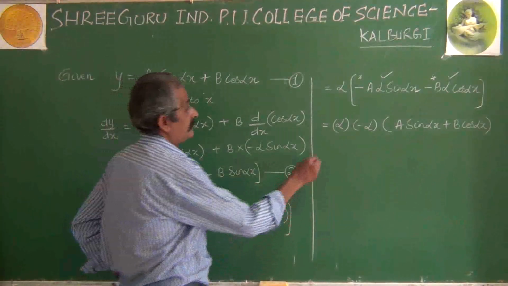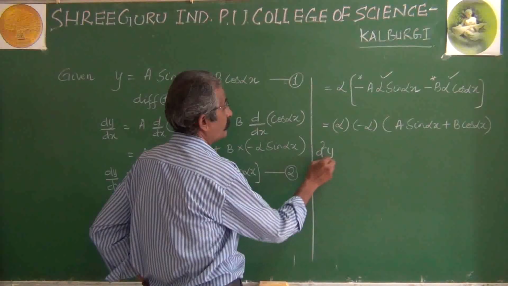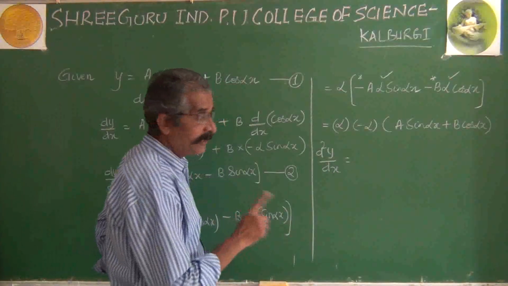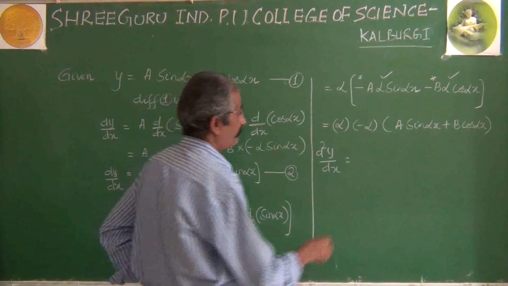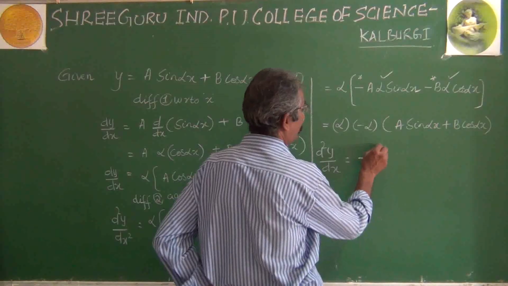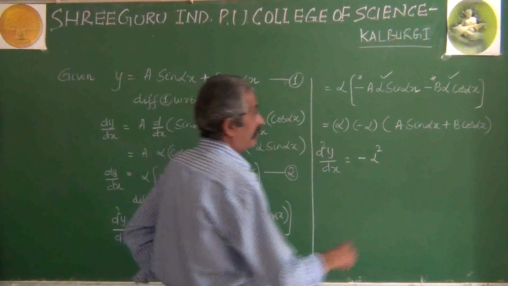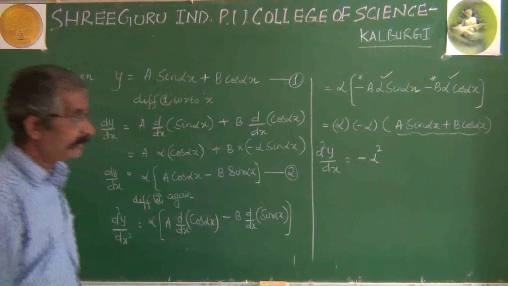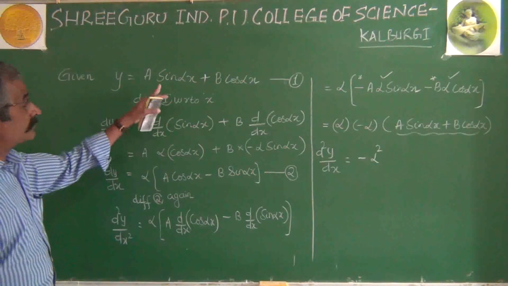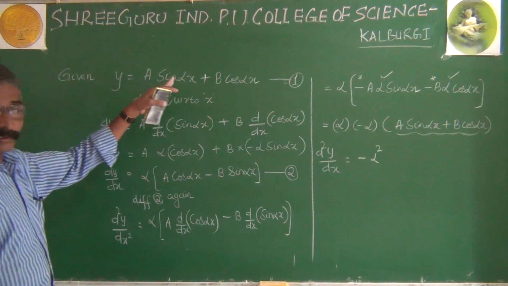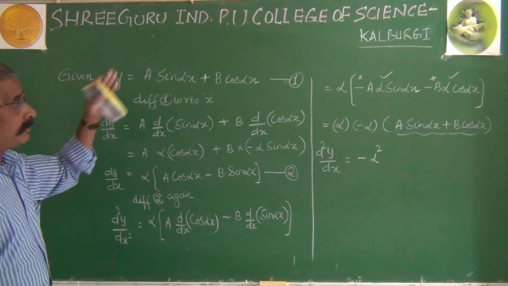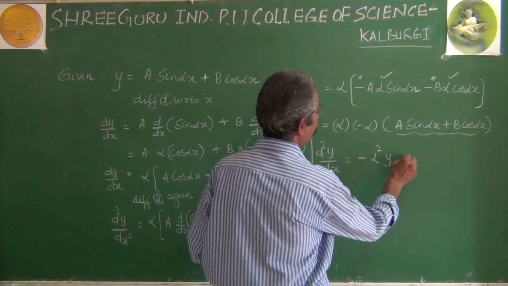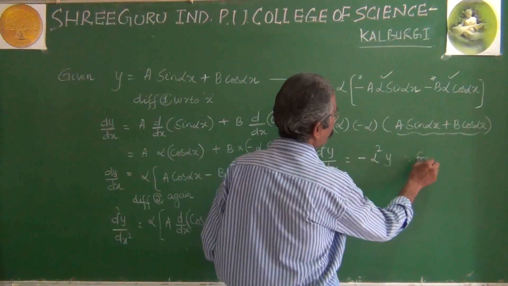Finally, d2y by dx2 equals alpha into alpha is alpha square along with minus alpha square, and this bracket will be exactly equal to our given function. Our given function is y. Y means a sin alpha x plus b cos alpha x. That value can be written as y, since from 1.